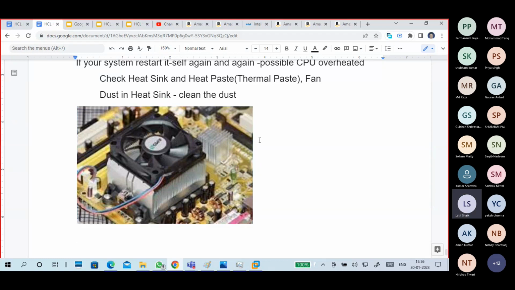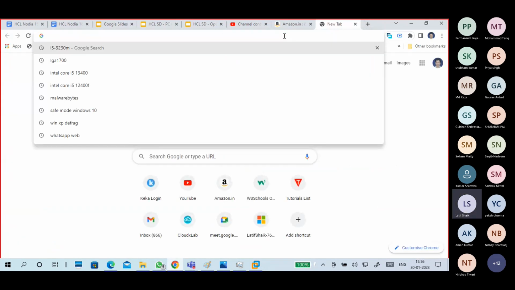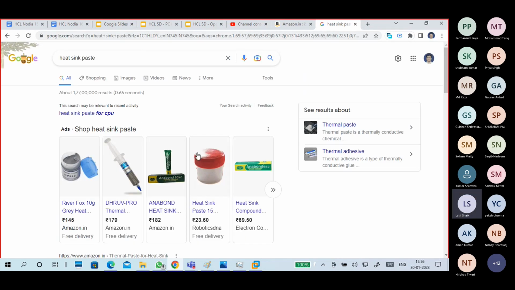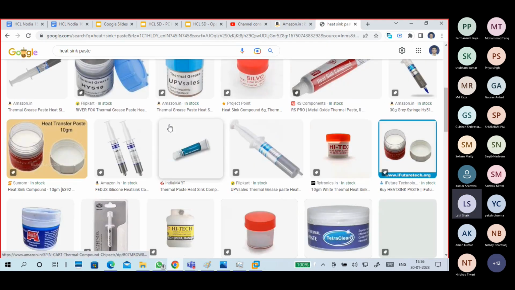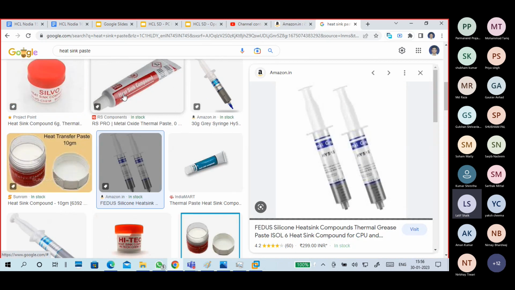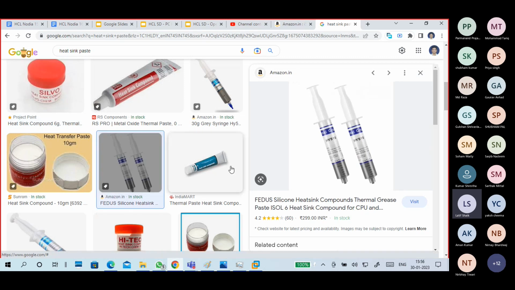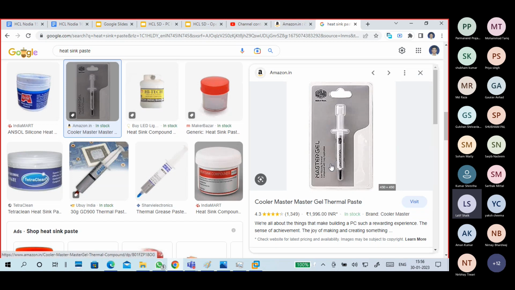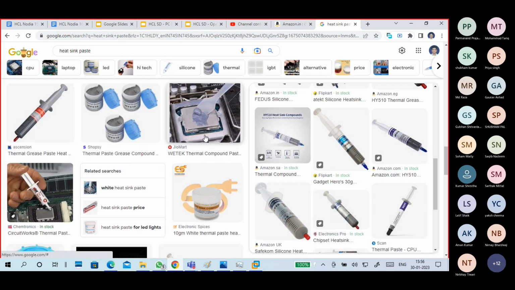Okay, that is one thing. And there is one more thing, that is called heat sink paste. This is also called thermal compound. Okay, thermal paste or thermal compound. This is heat sink paste, guys. This heat sink paste is available in a small box, injection type. Some are very costly, some are less costly, but whatever it is, it works fine.